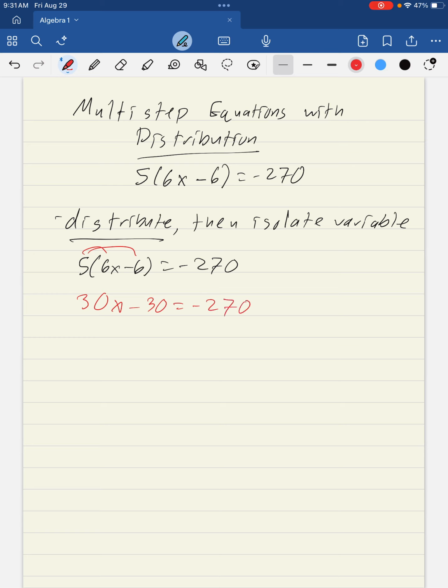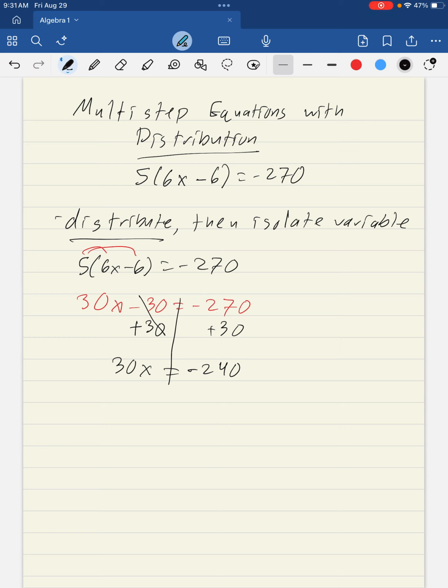Now, this guy might give you some large numbers, no big deal. But once you distribute, you're back to a two-step equation. So we have to identify our variable term, which is right here. And then we're going to get rid of that minus 30 by plusing 30 both sides. Remember inverse operations. These guys cancel, and we have 30x equals negative 240.